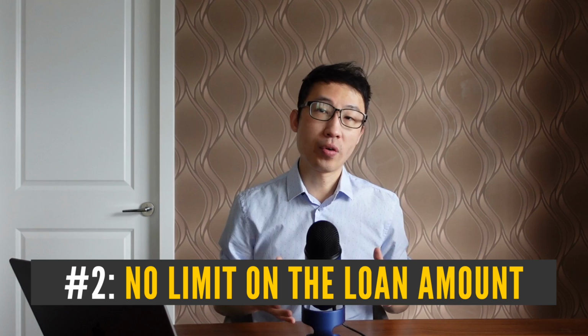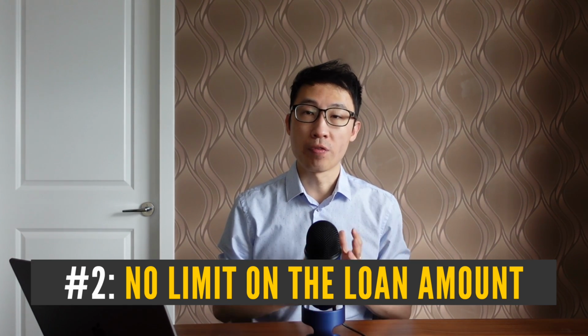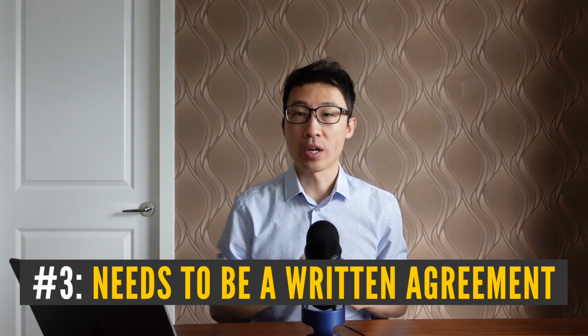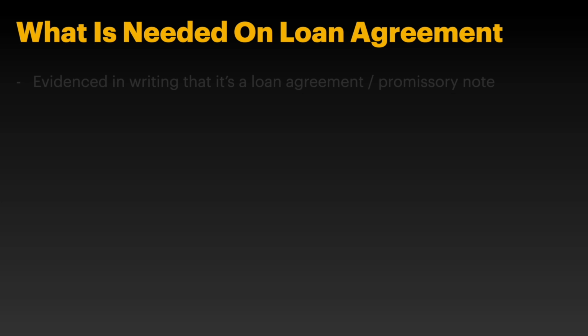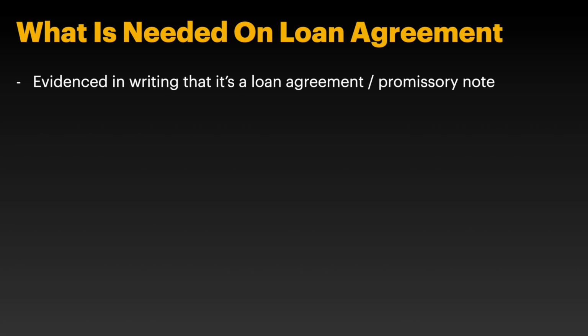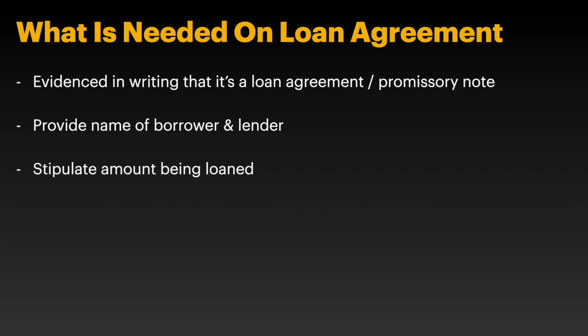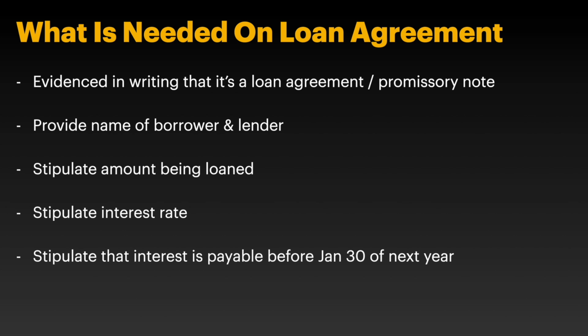Now, number two is that you can loan as much money to your spouse as you want with no restrictions. Number three is that this needs to be a proper written loan agreement. So for this to be proper, there are several things you need to do. Number one, it needs to be evidenced in writing by either a loan agreement or a promissory note. Number two, provide the names of the borrower and lender. Number three, stipulate the amount loaned, which is the principal. Number four, stipulate the interest rate that is charged. Number five, stipulate that interest for the year is due and payable on or before January 30th of the following year, and be properly signed and dated.